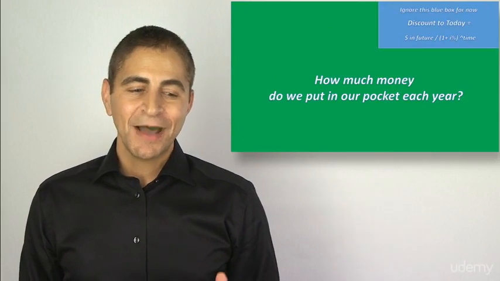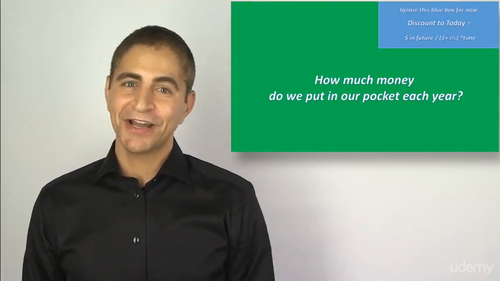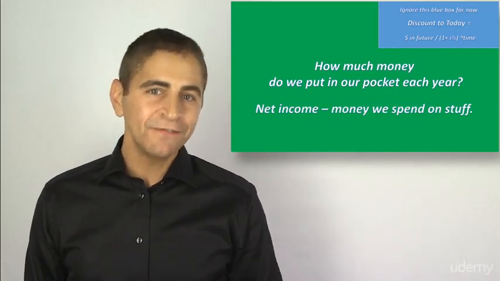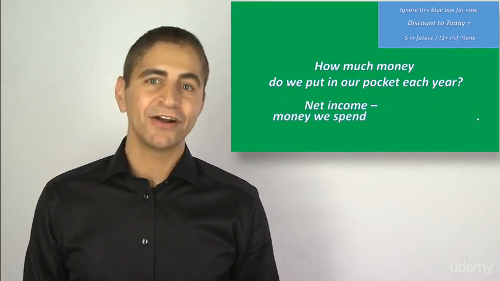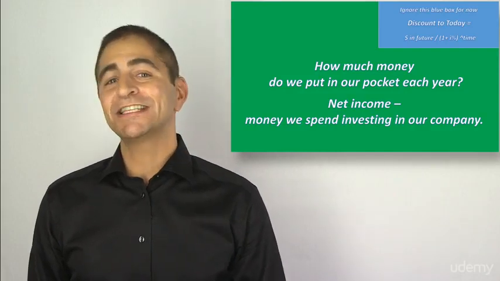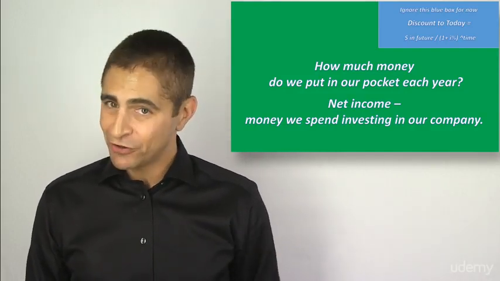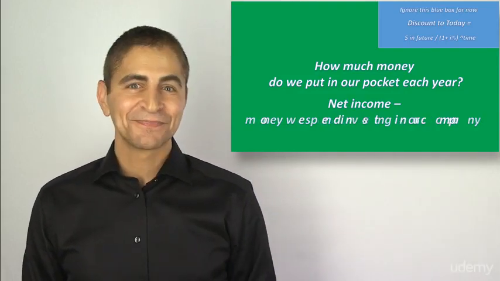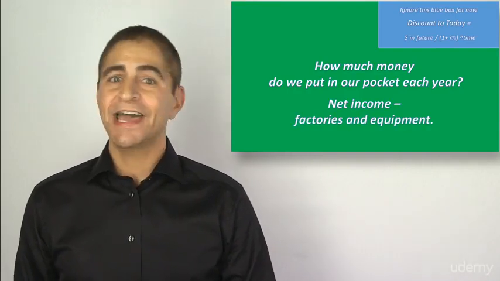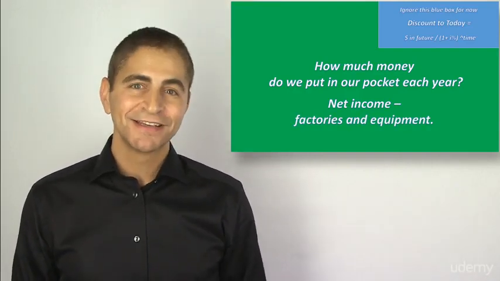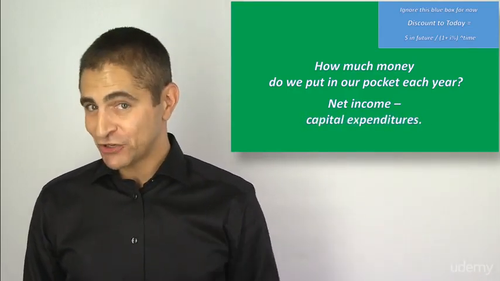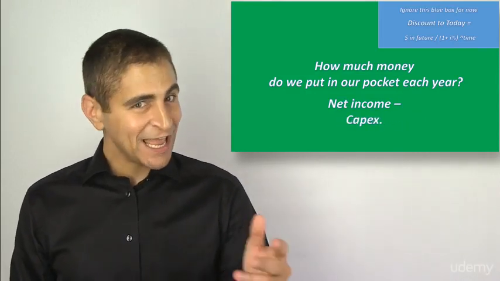So how much money do we put in our pocket every single year? Well, we know that net income minus money we spend on stuff is supposed to be what we put in our pocket every year. The way it works with companies is net income minus money they spend investing in the company is how much money they put in their pocket every year. Stay with me on this. So net income minus factories and equipment, stuff you spend on factories and equipment, which is the same thing as saying net income minus capital expenditures. Net income minus CapEx, same thing.